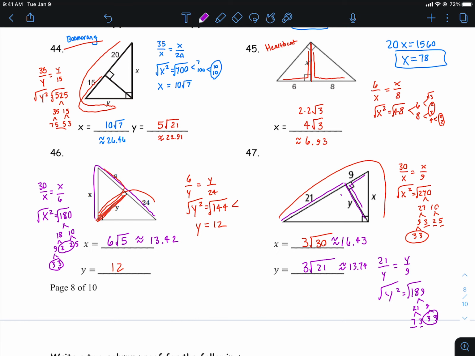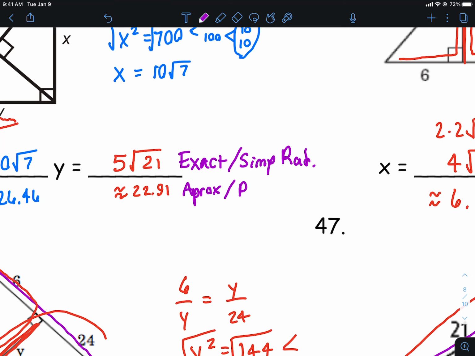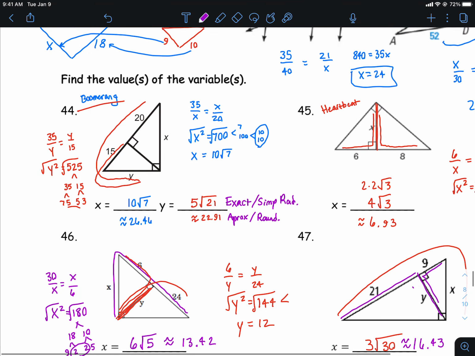If they ask for exact form, it should have a radical here. Let me label one of these here. This is exact or simplest radical. This next one here with the decimal is called the approximate. That's approximate, or sometimes they might say round your answer right there. So just make sure you can differentiate those and you'll be good.